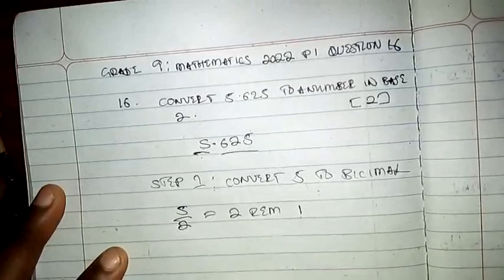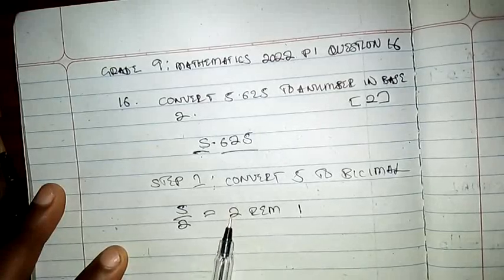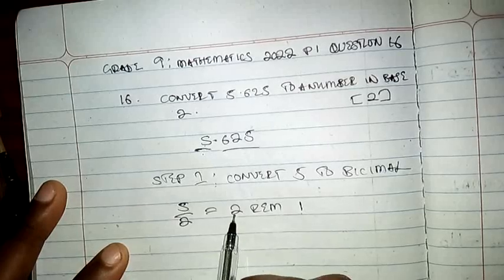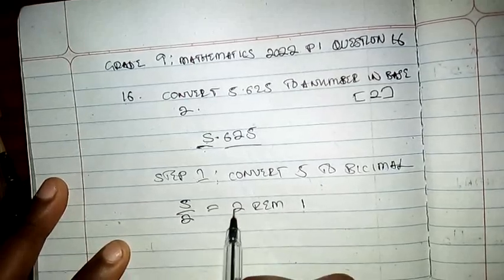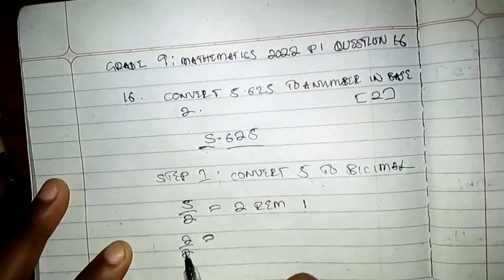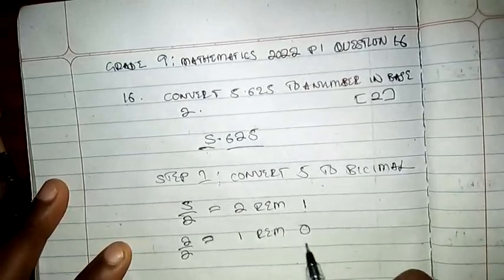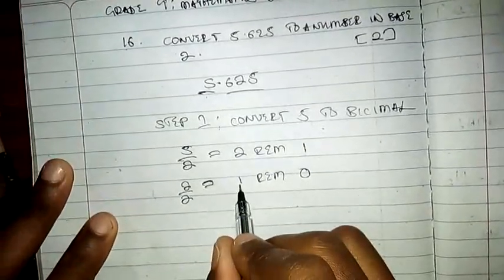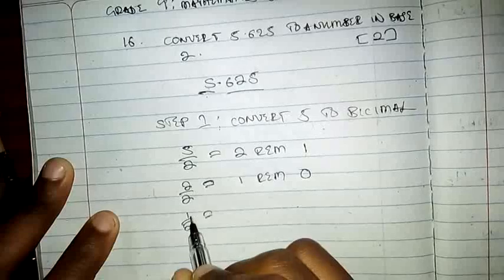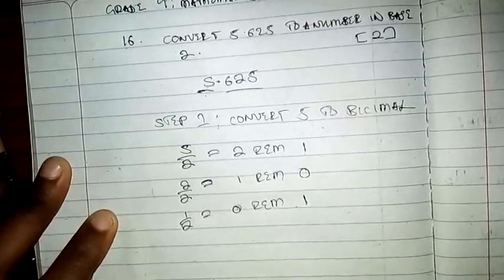We only end our division by 2 when the quotient becomes 0. But since this 2 is not 0, we continue. We divide the 2 we found by 2 as well. 2 divided by 2 is 1, remainder 0. Is this quotient 0? No, so we still need to divide it by 2. 2 into 1 is 0, remainder 1. So now we are done.